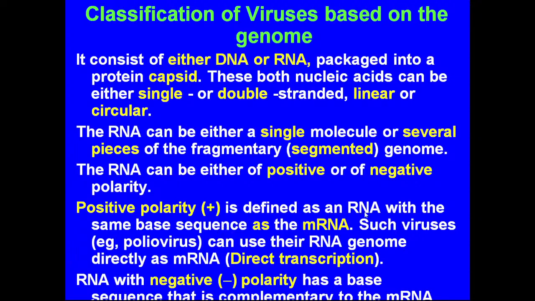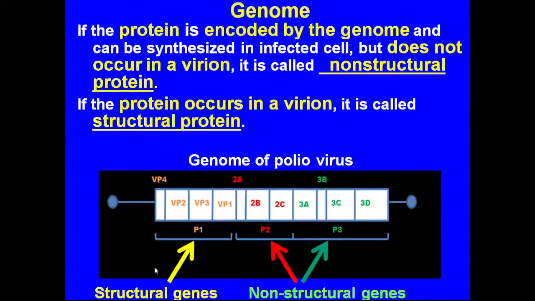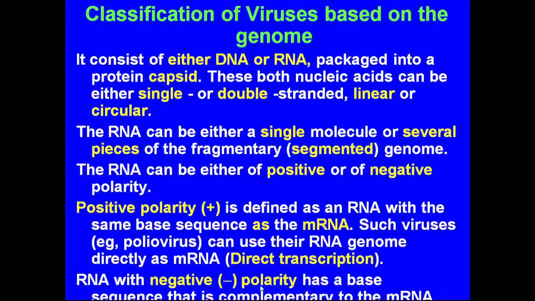It is defined as an RNA with the same base sequences as mRNA. Such viruses like polioviruses can use the RNA genome as mRNA. And my dears, the cellular ribosomes will recognize the viral positive polarity genome as mRNA. So in these viruses, the translation may start immediately as soon as the viral genome in the form of mRNA binds with the ribosomes, and that is direct translation, I would say. Then RNA can be of negative polarity, and this is the base sequence that is complementary to mRNA, but not the same as mRNA.